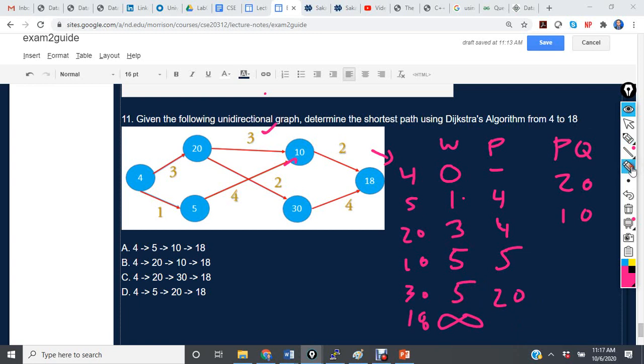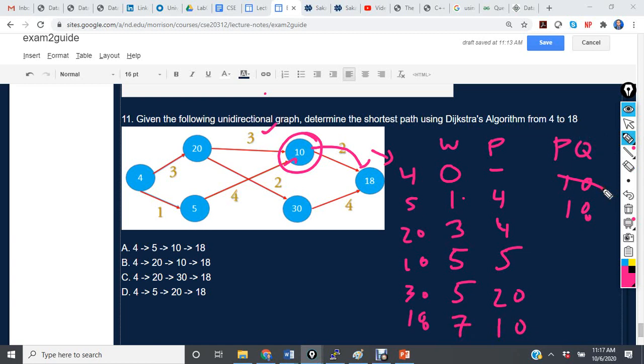And so now we have 10, which is 5, and 30, which is also 5. So right now we're going to have 10 and 30 in the same priority queue. Since 10 was in there first, it'll be at the top. So let's evaluate what goes on outside of 10. 10 has one outgoing edge to 18, and 10's current weight is 5. So therefore, 5 plus 2 is 7. 18's current weight is infinity. So we're going to say that the weight is 7 and the parent is 10.